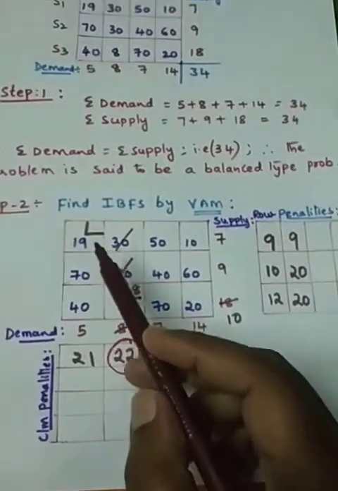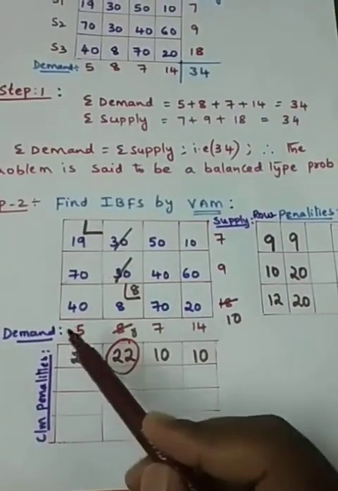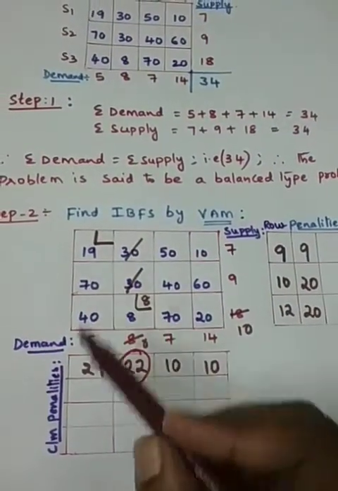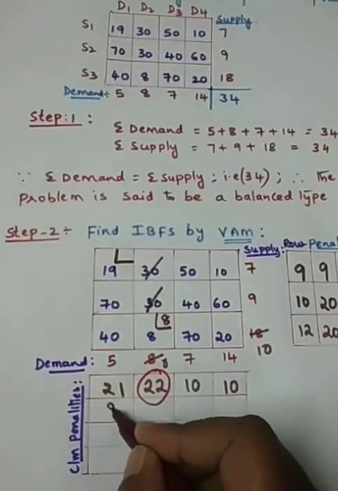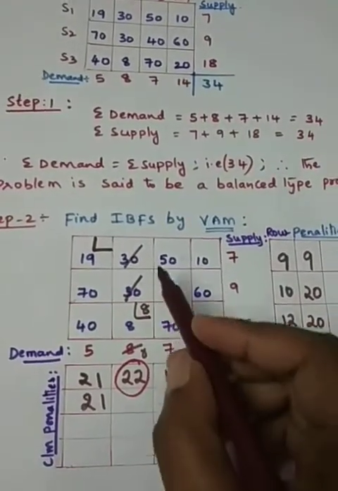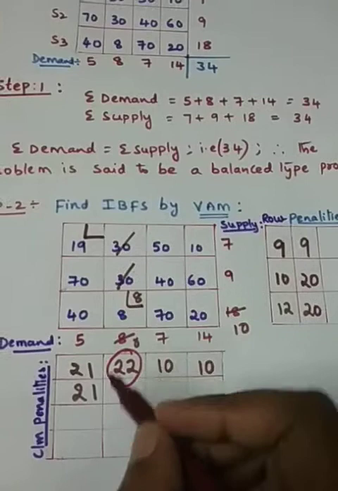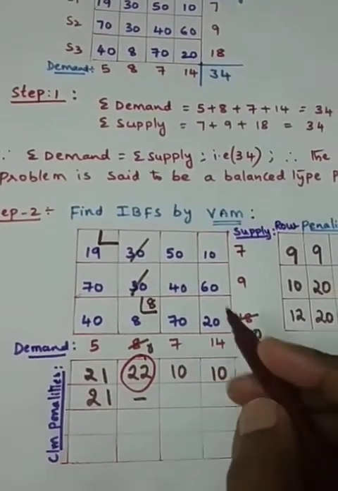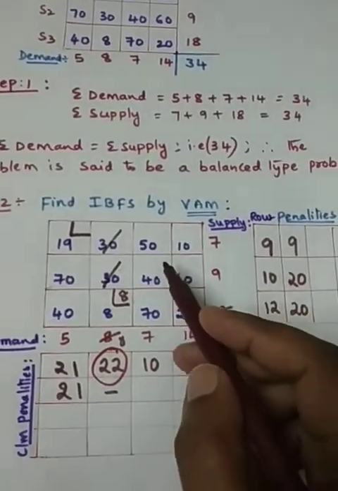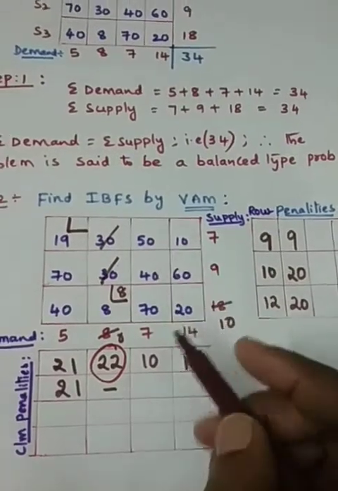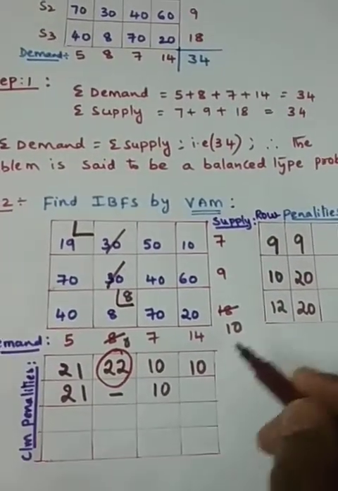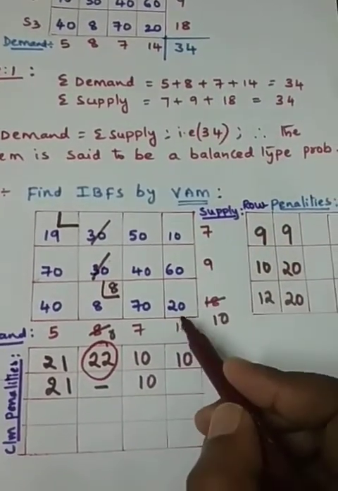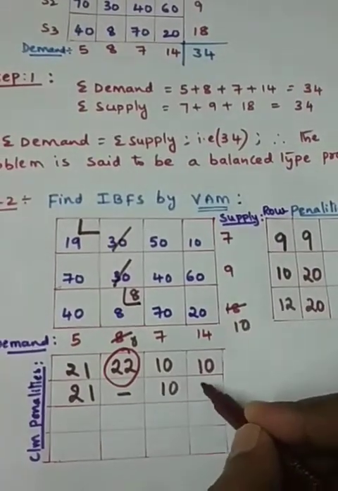Similarly, for the first column, the first least value is 19, the next least value is 40. 40 minus 19 is again 21. Since the second column is vanished, there is no penalty here. Then the first least value is 40, next least value is 50. 50 minus 40 is however 10. Next, the first least value is 10, next least value is 20. 20 minus 10 is again 10.